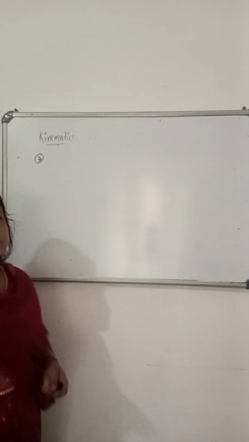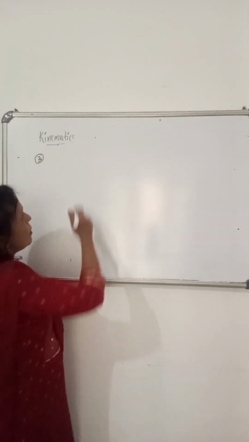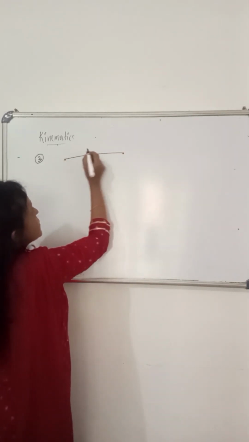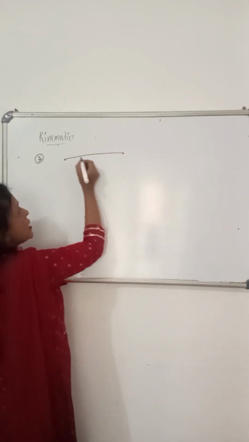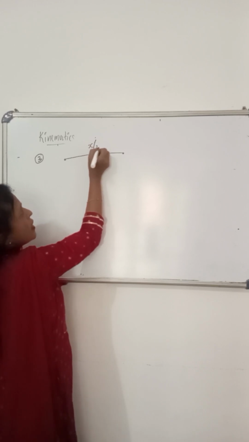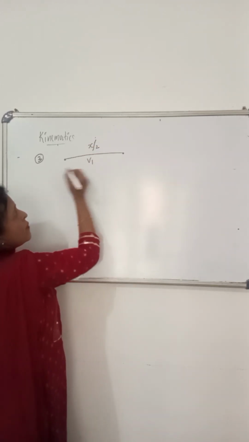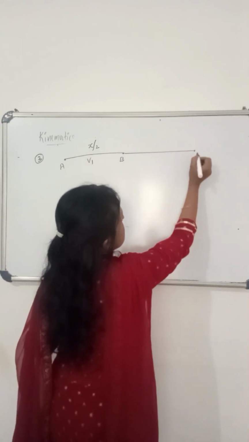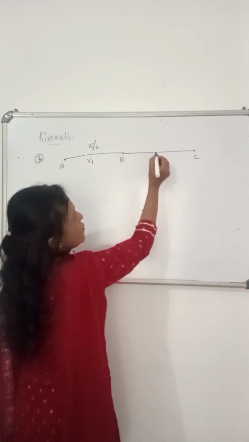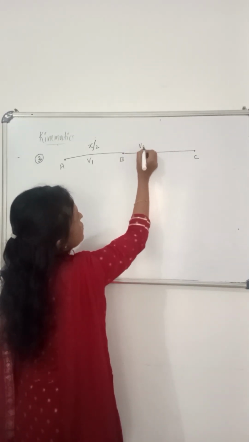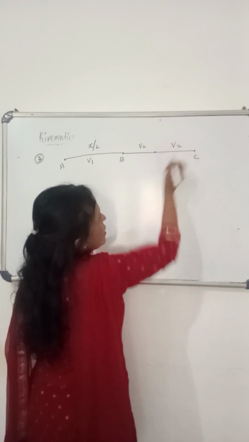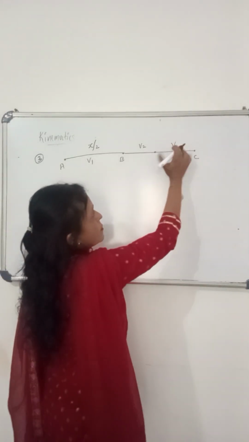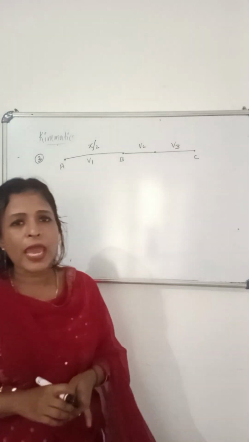Third problem. Third problem is like this. The first half of the distance is covered with the velocity v1. For the other half of the distance, the first half of it is covered with the velocity v2 and the second half is traveled with the velocity v3. Then find the average velocity.